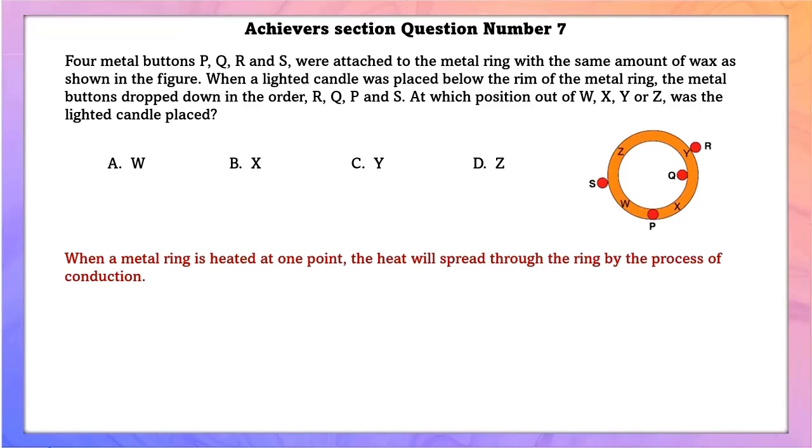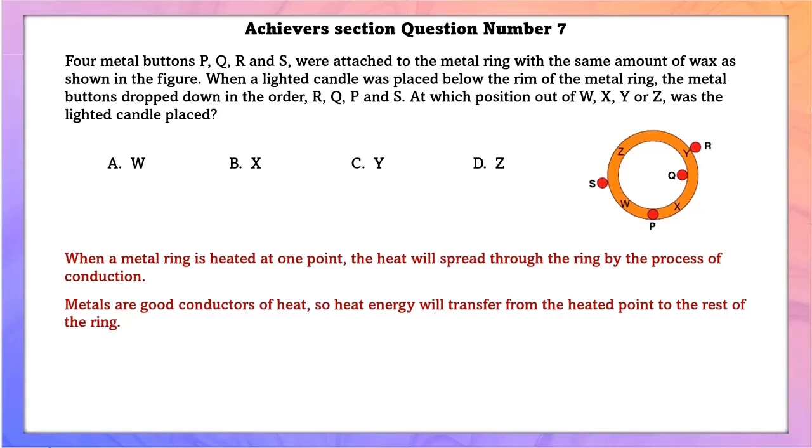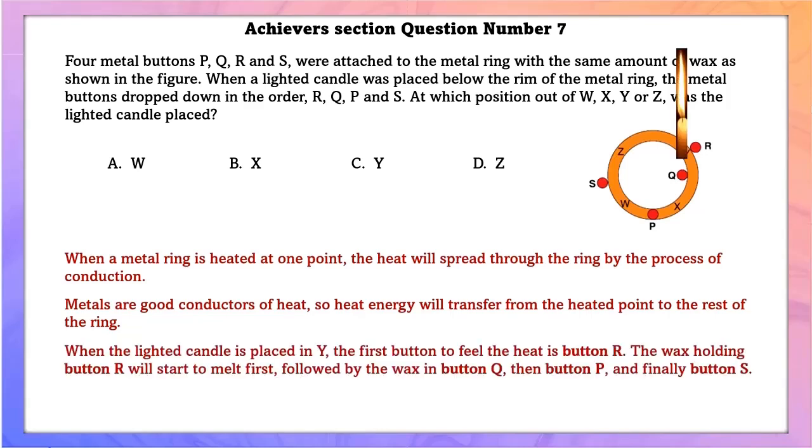When a metal ring is heated at one point, the heat will spread through the ring by the process of conduction. Metals are good at conducting heat, so heat energy will transfer from the heated point to the rest of the ring. When the lighted candle is placed in Y, the first button to feel the heat is button R.